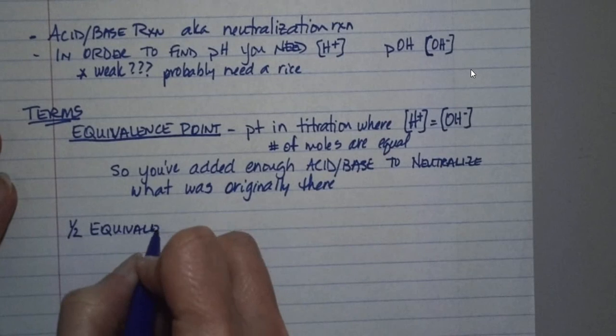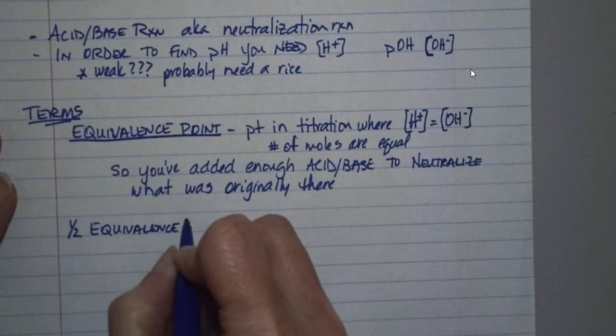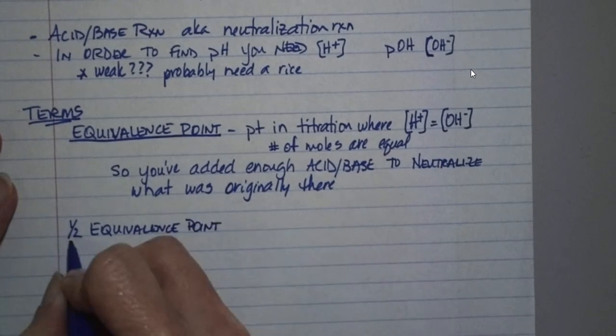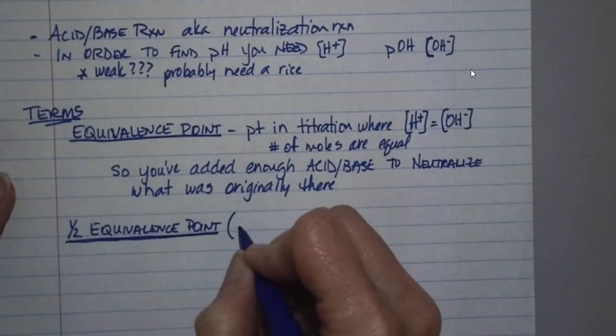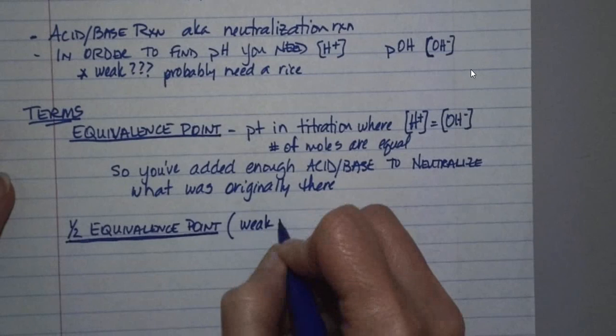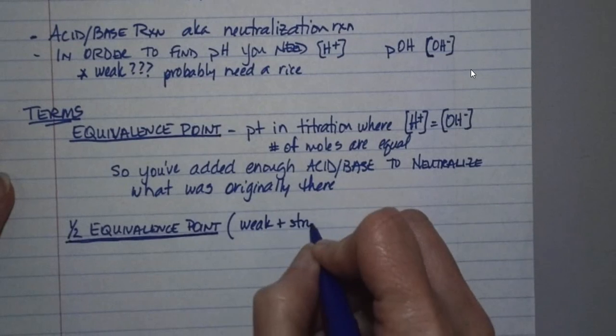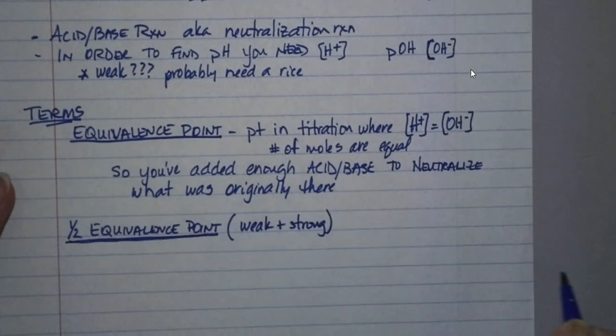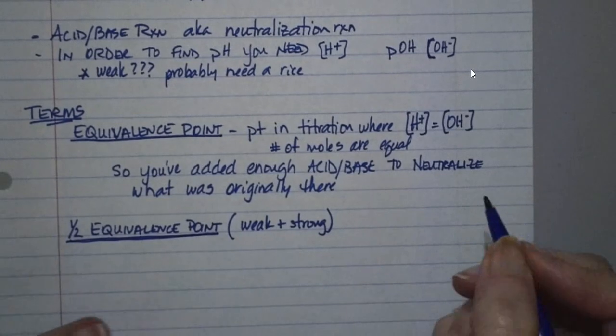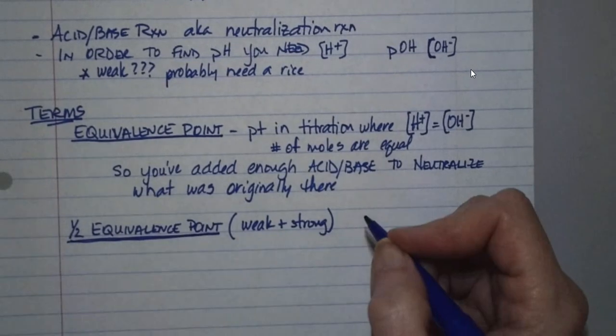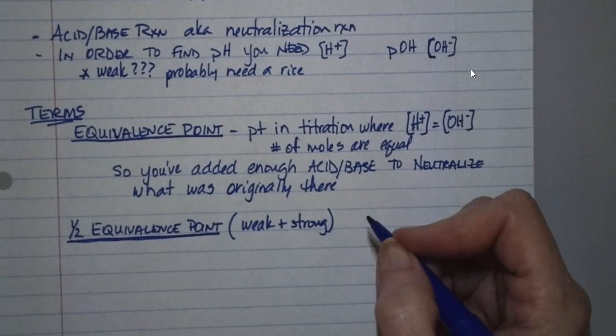This one you're only going to really look for when you have a weak something plus a strong something. You don't care about the half equivalence point if they're strong and strong. You have the initial change in pH, let me say this right, it levels out into a buffer region.